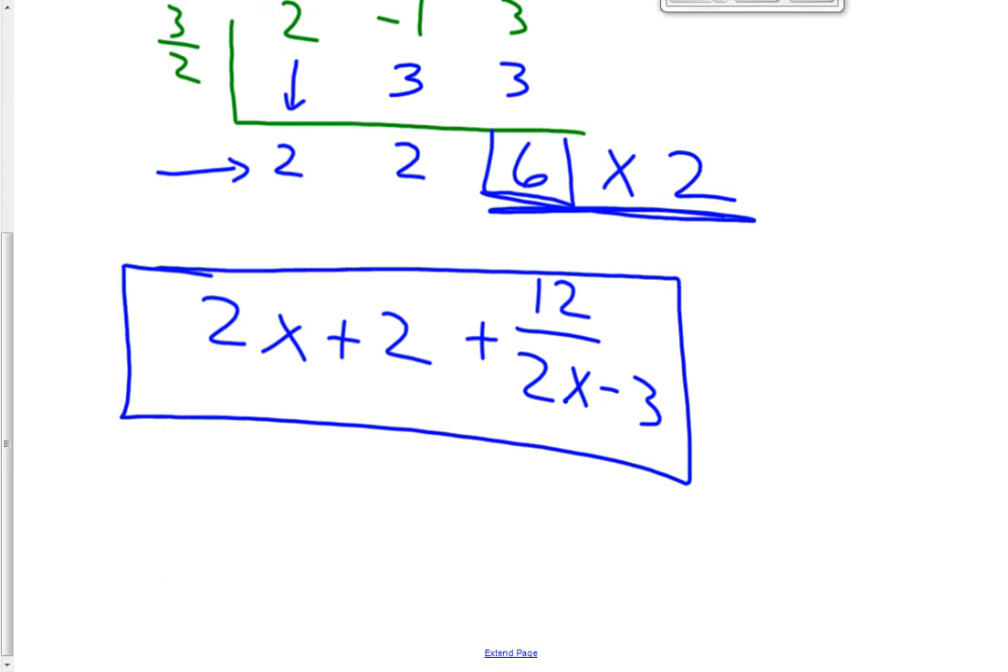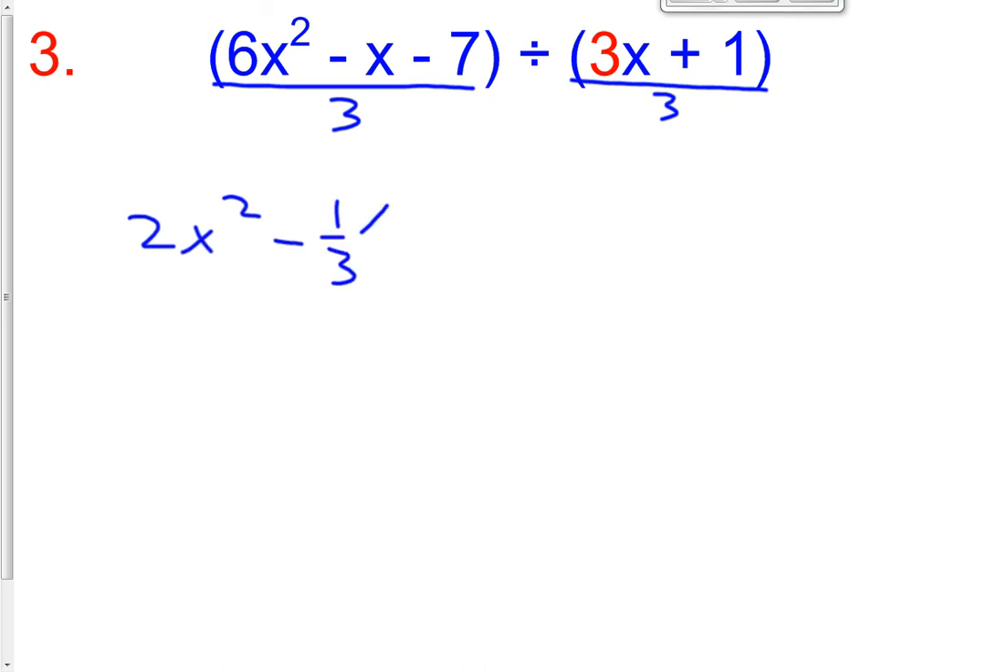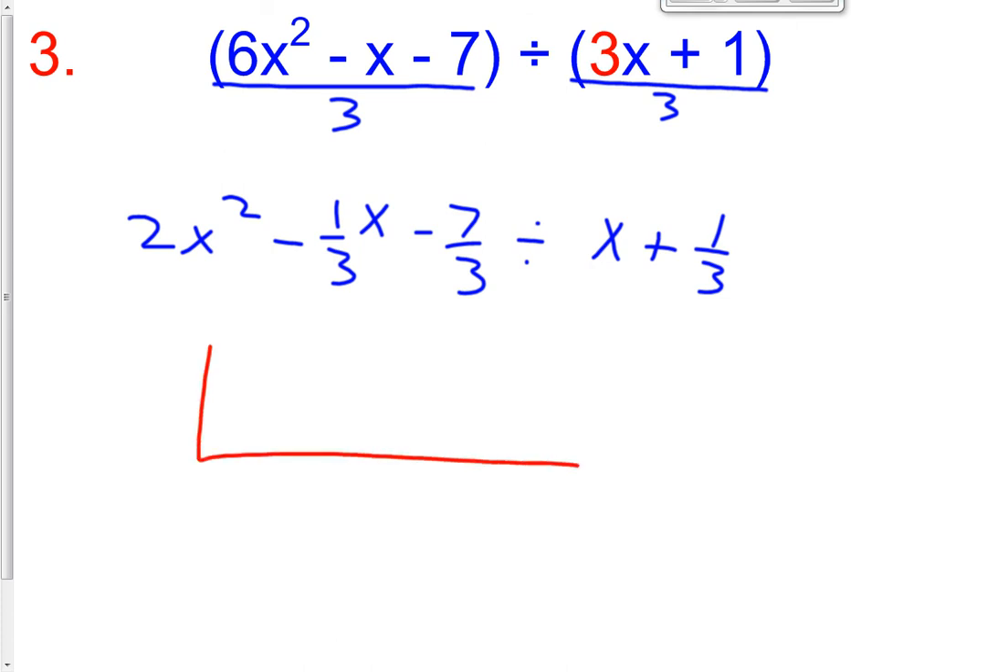Let's try number 3. Number 3, we're going to divide everything by the coefficient of 3. So then we would get 2x squared minus 1/3 x minus 7/3 divided by x plus 1/3. Alright, we make our division bar. We put a -1/3 out in front. And then we bring down our coefficients of 2, a -1/3, and a -7/3.